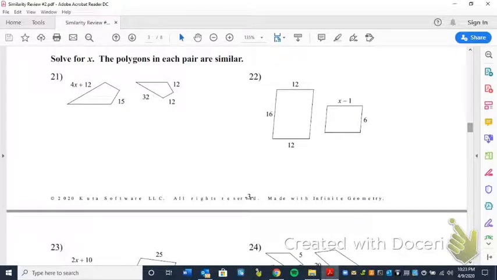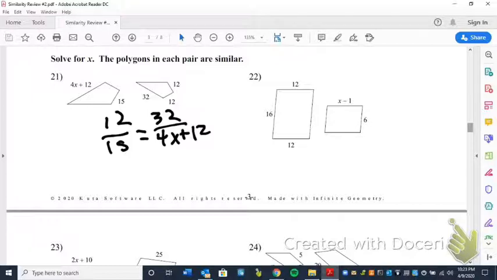These last grouping are solve for x. So you're basically doing the same thing you did in the previous ones, except you are having to solve for x. So you're not solving for the side necessarily, you're solving for the variable. So here what we're going to do is we have 12 over 15 equals 32 over 4x plus 12.